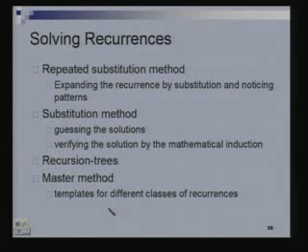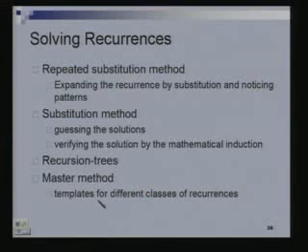There are a bunch of ways of solving recurrences. We have only looked at what is called the repeated substitution method. That basically says you expand the recurrence by substituting repeatedly and noticing any patterns that you get. There is another method called the substitution method, where you guess a solution to the recurrence, and then you verify that your recurrence really satisfies that guess. In the course of this course, we will perhaps see examples of this way of solving recurrence relations.